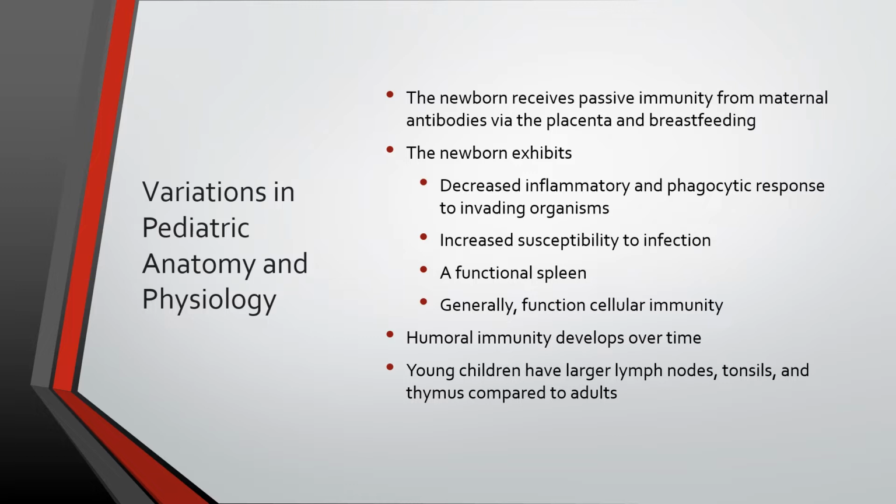And then the last variation is that young child has very large lymph nodes, tonsils, and thymus compared to the adult population.